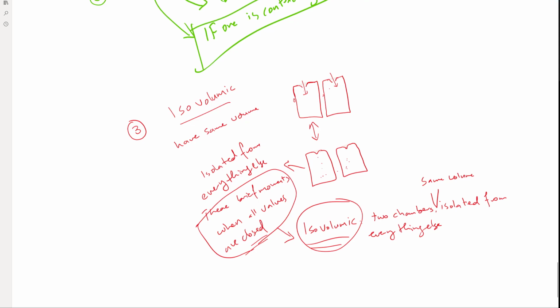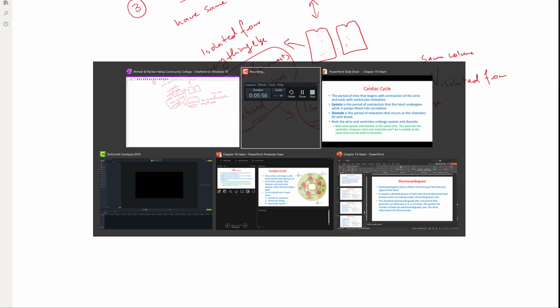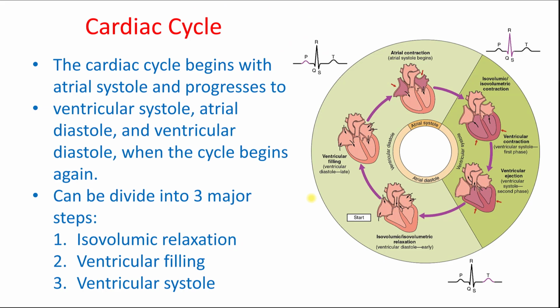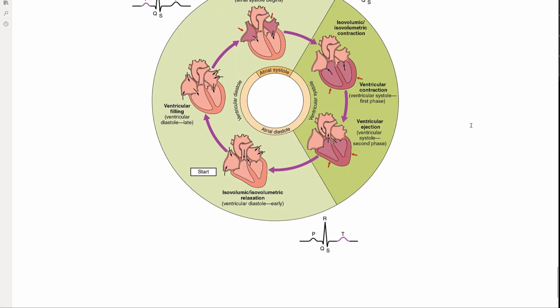Okay, so let's go back to the cardiac cycle. For the cardiac cycle, there are three big steps. The first one is isovolumic relaxation. That is the term that we were talking about. Then ventricular filling, and then ventricular systole. So we said isovolumic means two closed chambers, two closed ventricles. At this point, they are empty. And relaxation, or the heart is in diastole.